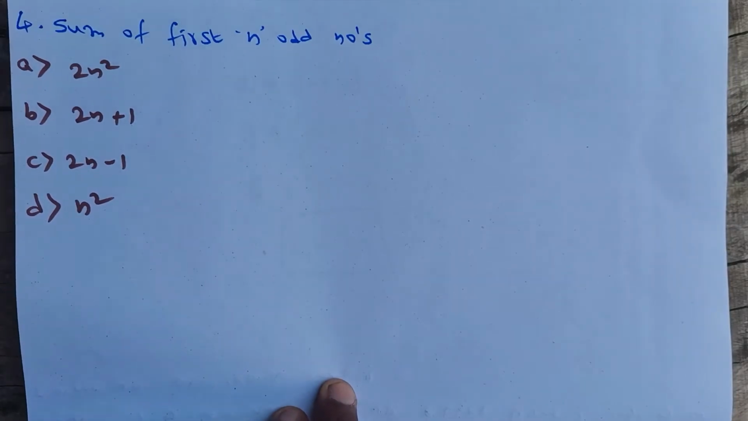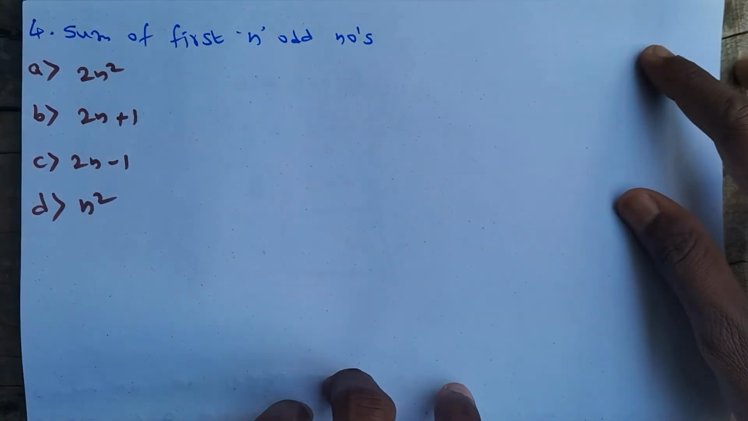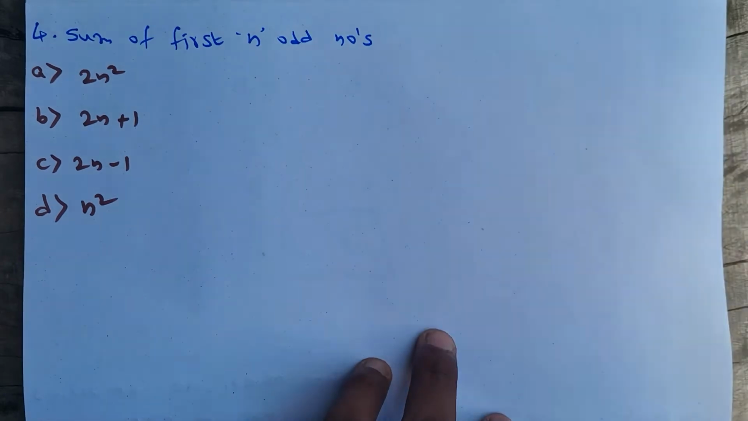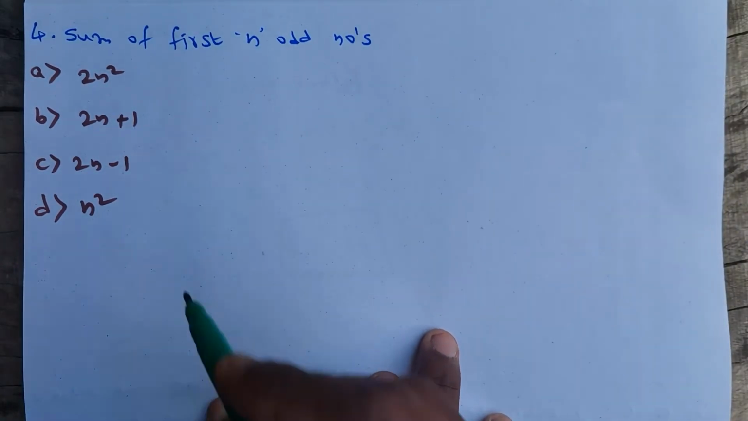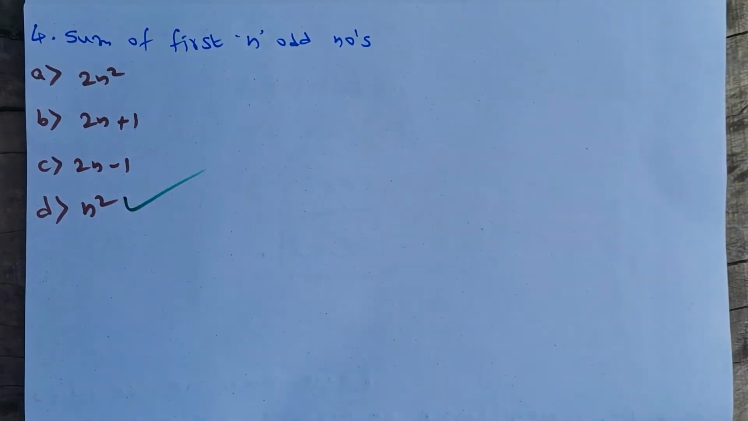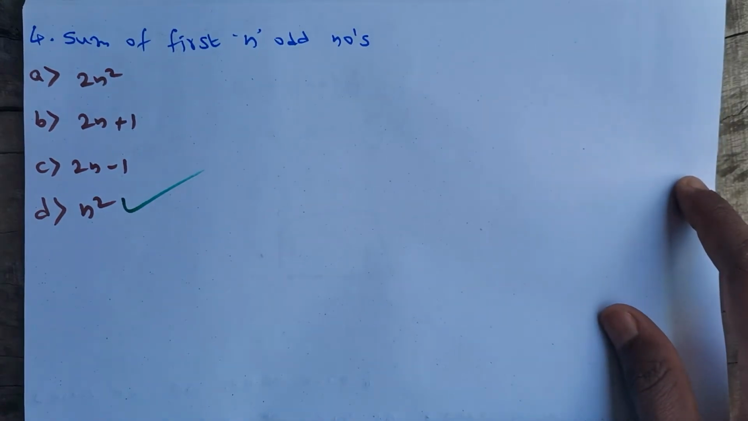Next question number 4. Sum of first n odd numbers. This is the direct formula. Sum of first n odd numbers is n square. So option D is the correct option.